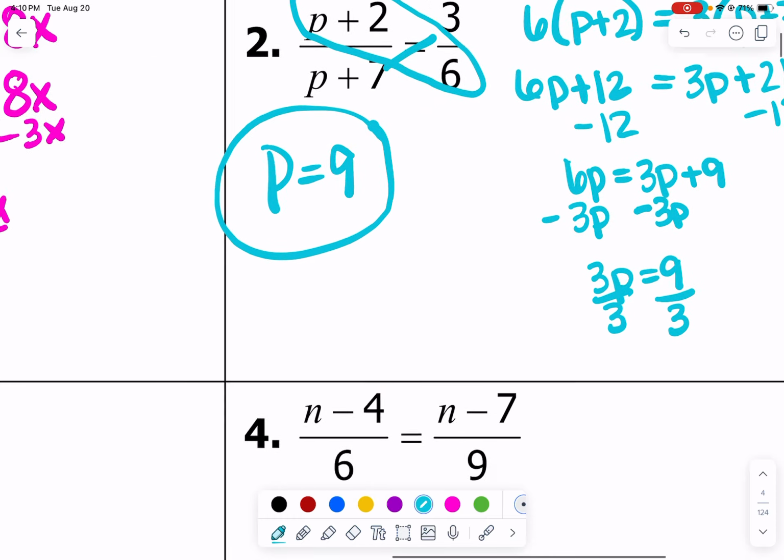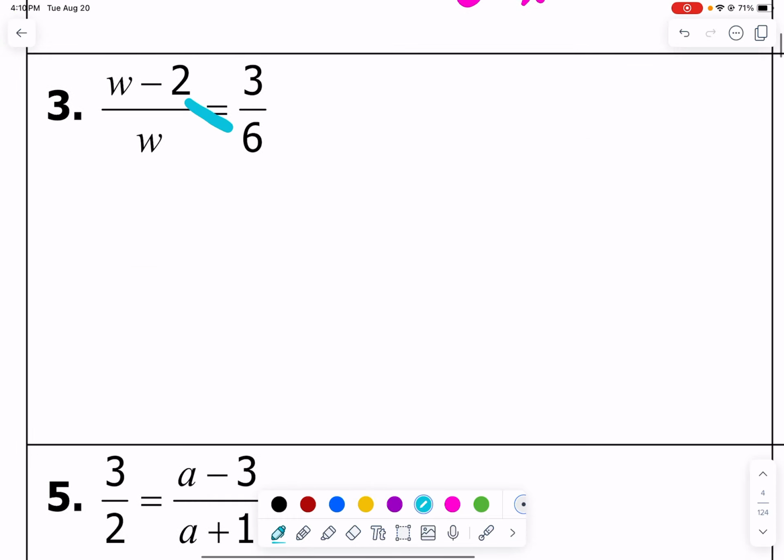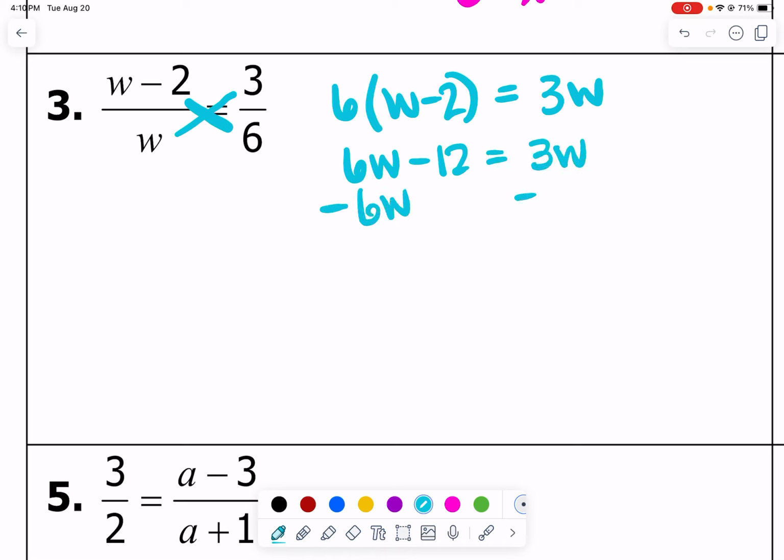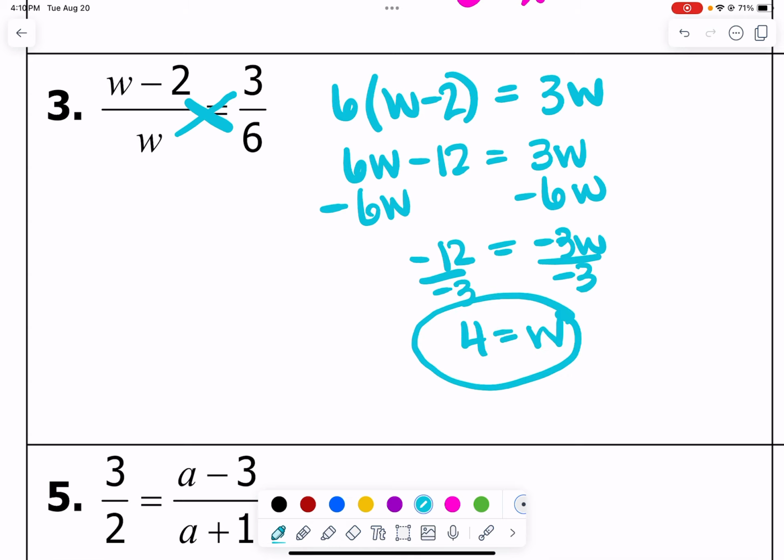Now we're going to do question 3. We are going to multiply these 2. So we'd get 6 times w minus 2 equals, multiply these 2, 3w. Get 6w minus 12 equals 3w. I'm going to subtract this on both sides. We get negative 12 equals negative 3w. Divide both sides by negative 3. 4 equals w is our answer.